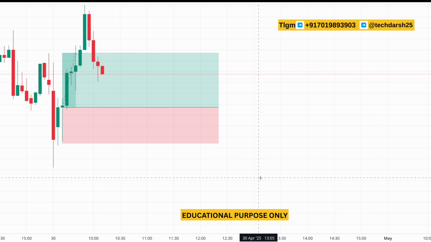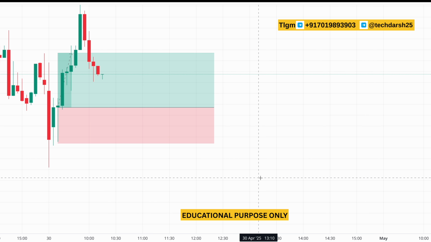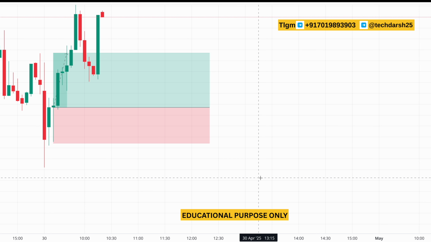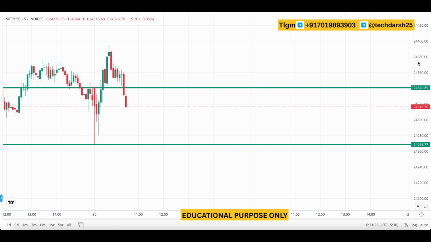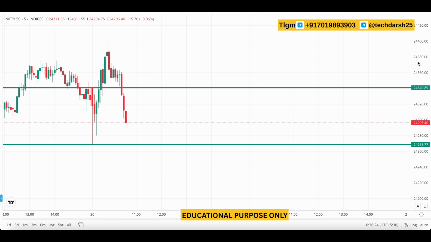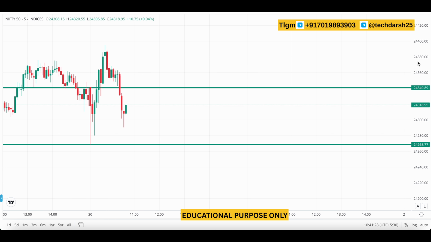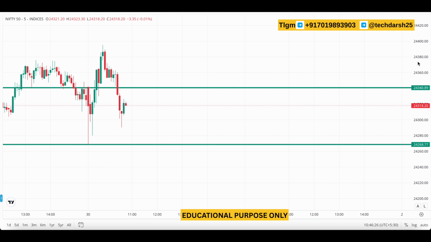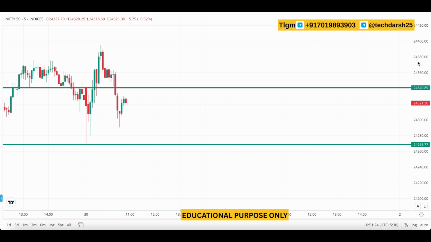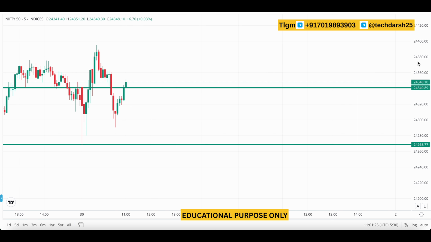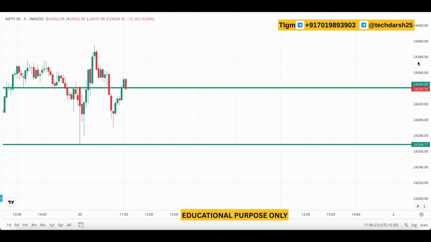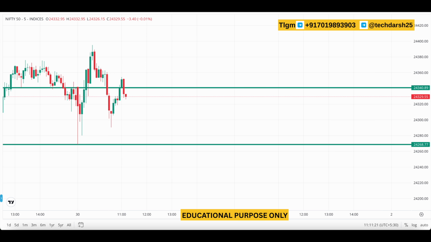Also, now let's look at Nifty as well. If you can see the Nifty here, it tried to go above the opening price around 10 o'clock, and later around 10:30 it came below the opening price again, and again it's trying to go above the opening price. So I think the market is a bit range bound as of now. Let's see how the market will perform towards the end of the day.